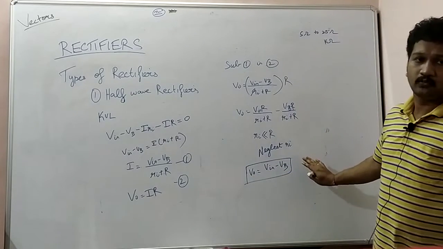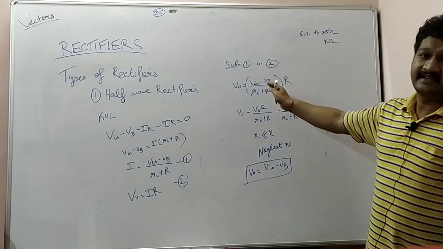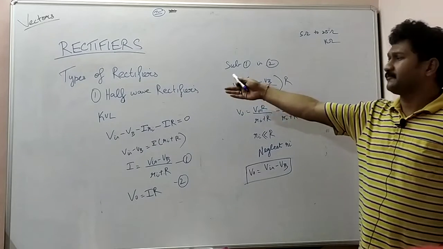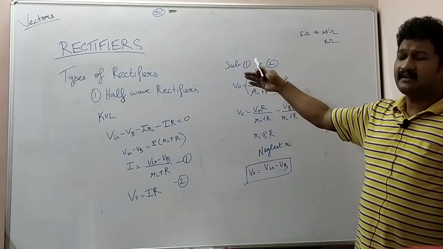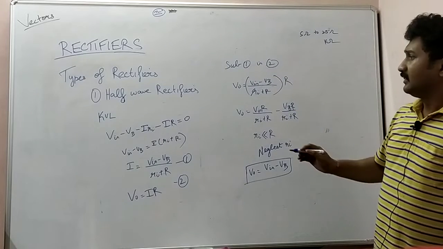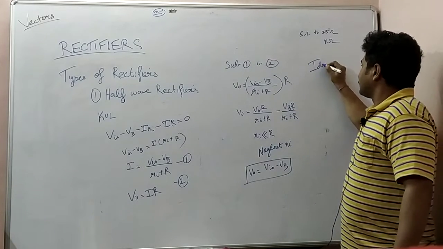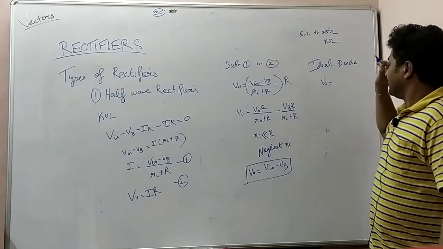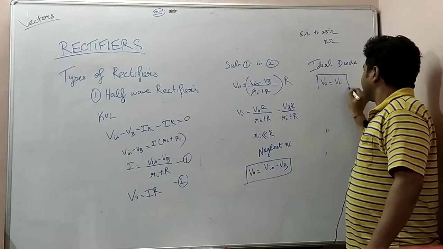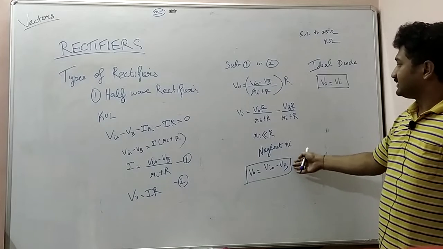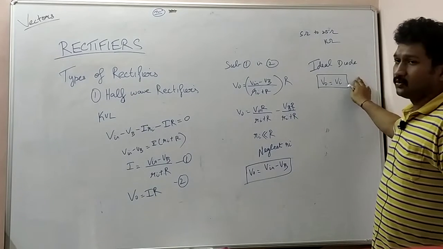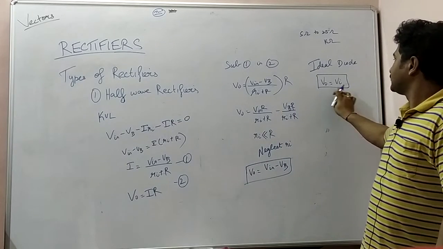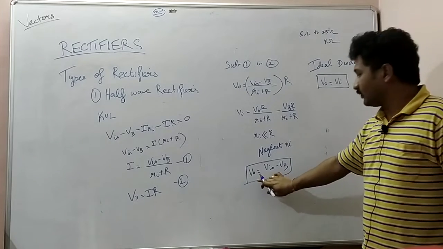So this is the output voltage when a piecewise linear model of diode is connected. When I say piecewise linear model, we are considering both the internal resistance of the diode and the barrier potential of the diode. There is another terminology called ideal diode, where the output voltage V0 will be directly equal to the input voltage V in. There will be no consideration of this VB. This occurs in the case of an ideal diode, where there is no barrier potential to cross. So for the ideal diode, this is the expression. For the piecewise linear model of a diode, this will be the expression.